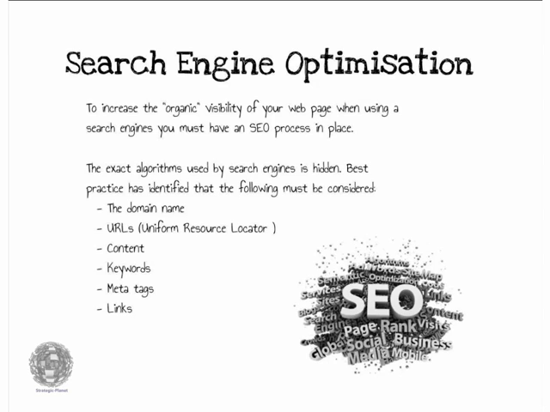The exact algorithm used by search engines is hidden, but best practice has identified that there are a number of factors that should be considered. They are the domain name, the URLs, content, keywords, meta tags, and links. Let's look at all of those individually now.